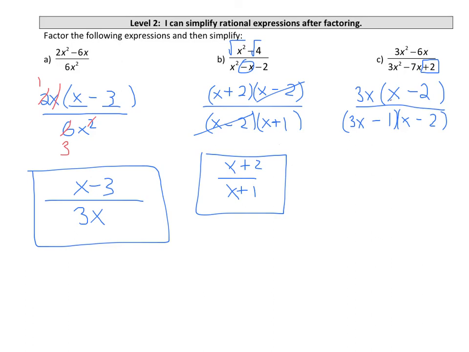So the x minus 2's cancel. We get 3x over 3x minus 1. Can we cancel those 3x's? No, we cannot. That's as far as we can go.